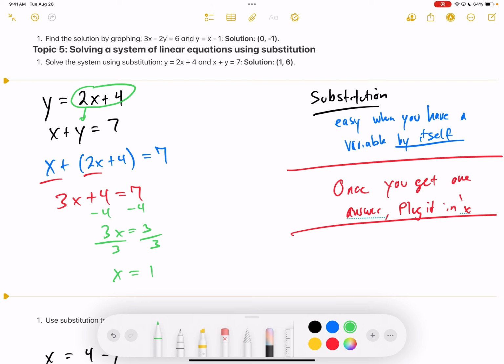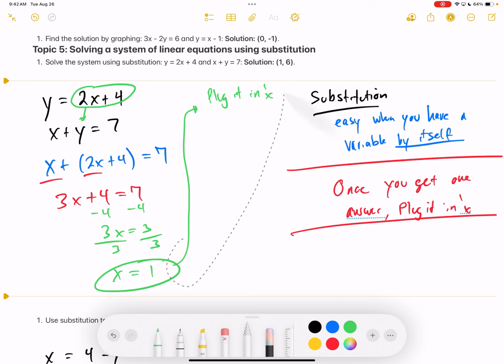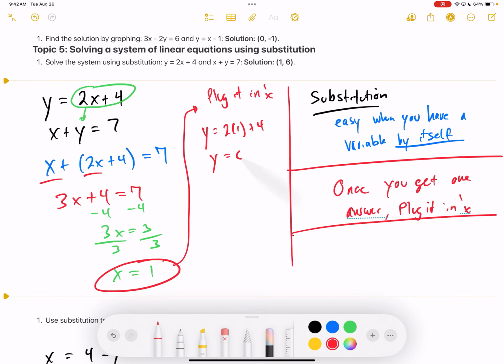So what we are doing here is manipulating it or substituting it in to get one variable in an equation so we can solve it. Once you get one answer, it should be easy from there. All you're going to do is take that and plug it in. You can plug it into any equation that you want to, the top one or the bottom one. I'm going to plug it into the top one because, I don't know, it seems easier. So I put a 1 in for my x, and I get 6. So these intersect at the point (1, 6).